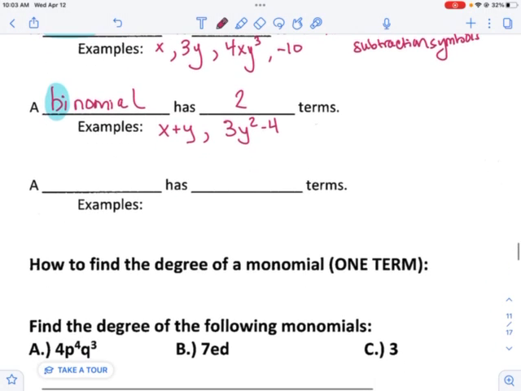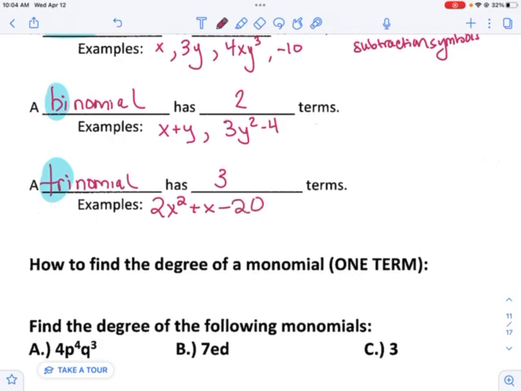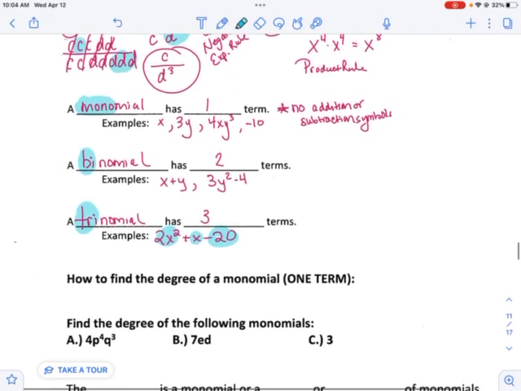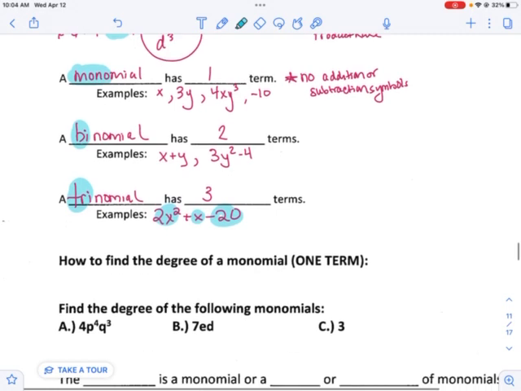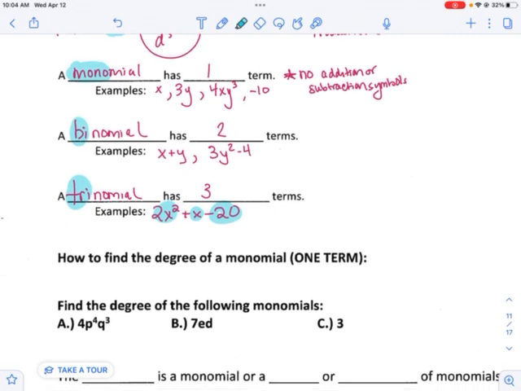And then the third specific type of polynomial is a trinomial. And if you know what tri means, 3. So a trinomial has 3 terms. So something like 2x squared plus x minus 20. That's an example of a trinomial. 3 monomials put together, right? 1, 2, 3. All right, so these are ways to classify polynomials, okay? So we have monomial, binomial, trinomial.